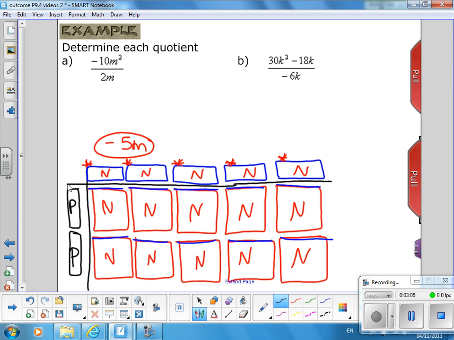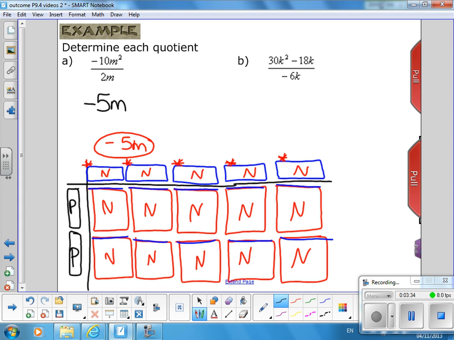Now again, there's got to be a better way than writing this out. So what we look at is if we've got negative 10m squared divided by 2m, we can just divide the coefficient parts. Negative 10 divided by 2 is negative 5. And then when we divide the variable parts, it's working the opposite. Remember we said m times m was m squared? So m squared divided by m must be m. And we can see that in the algebra tiles.